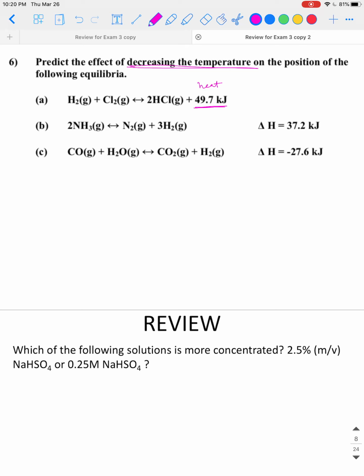And if we decrease the temperature, it's like we're decreasing the concentration of heat. Here, heat is a product, so remember, anytime you remove or decrease something, equilibrium will shift to replace the thing you decreased or took away. So it's going to shift towards the product. Equilibrium will shift right here.